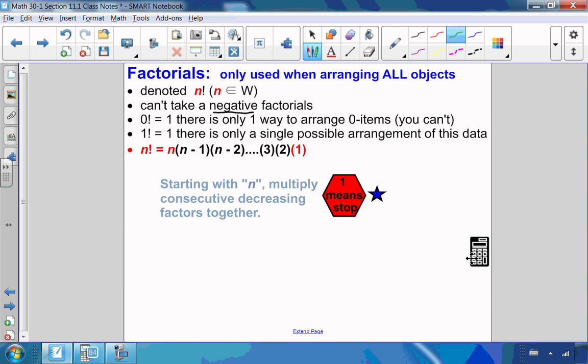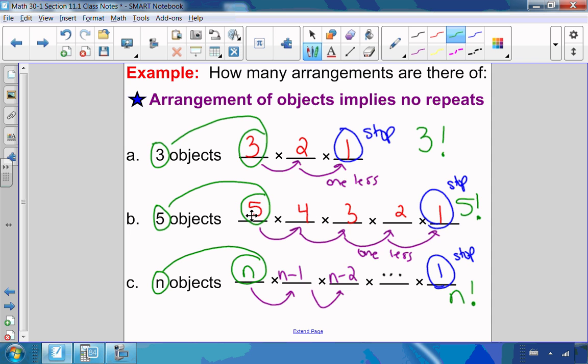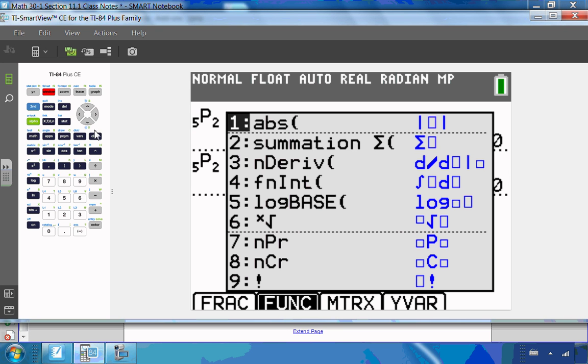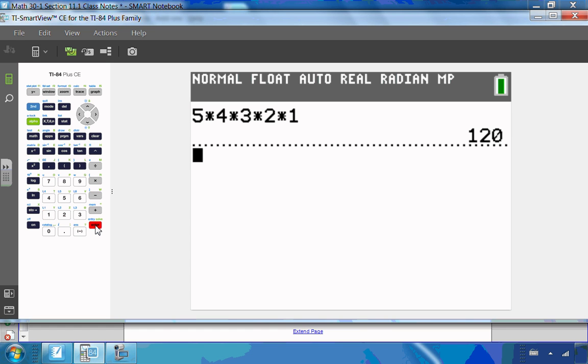So on your calculator, we have a factorial button under our probability. So math, probability, 4 is the factorial, or if you have the CE, you can use alpha window 9. So if we go back to this 5 factorial, 5 times 4 times 3 times 2 times 1, let's do that on my calculator. So I'll clear this out. If I wanted to evaluate that, I would do 5 times 4 times 3 times 2 times 1, and I would get 120.